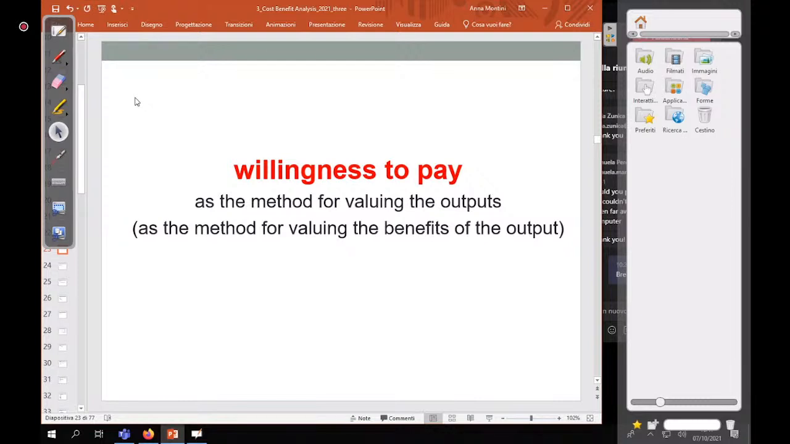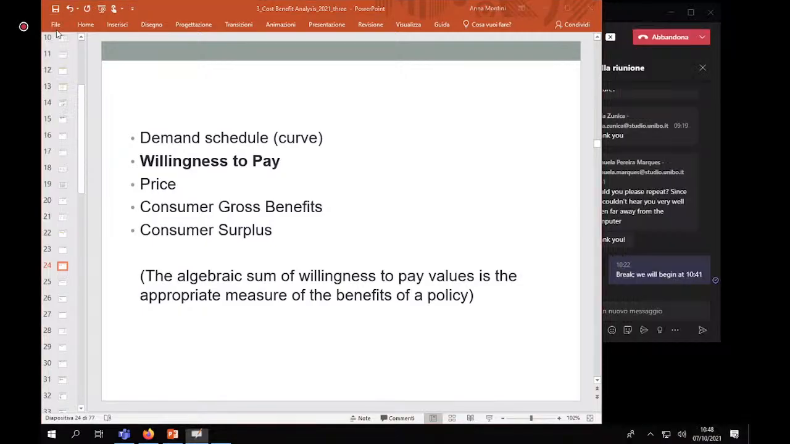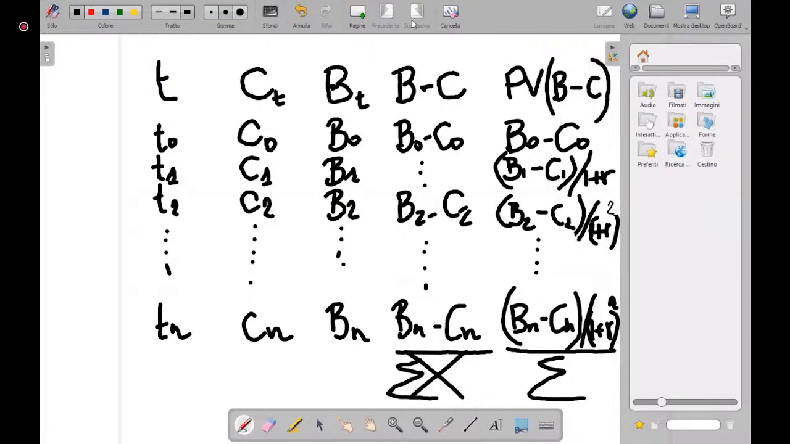As we know, the method that we have to consider is the way of calculating the willingness to pay, because the willingness to pay gives us the possibility to estimate the value of the output, even if the output doesn't have a market price or a market value. Demand schedule, willingness to pay, price, consumer gross benefit, and consumer surplus. I think that for most of you, you know these terms, but in a few minutes I will repeat this.